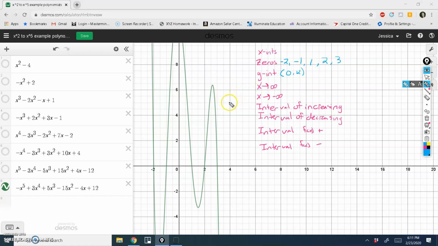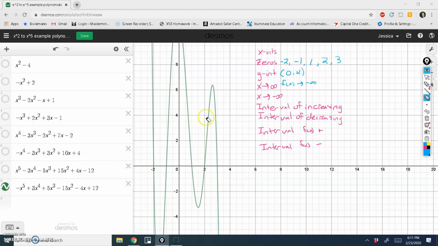Okay, as x goes to infinity, what happens? In other words, if I read this graph from left to right, as x goes to infinity, what happens? Well, as x goes to infinity, this graph goes down. So f of x is going to go to negative infinity.